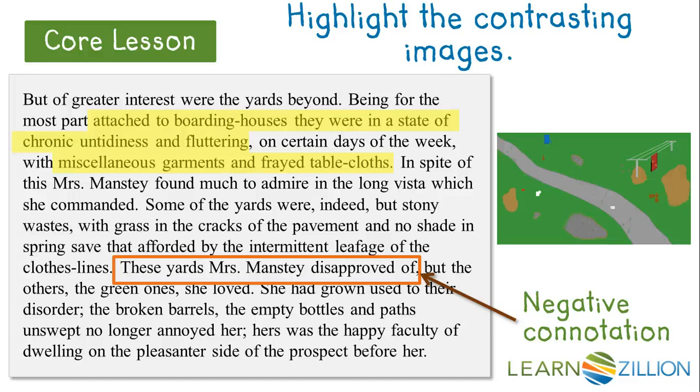In spite of this, Mrs. Manstey found much to admire in the long vista which she commanded. Some of the yards were indeed but stony wastes, with grass in the cracks of the pavements and no shade in the spring save the afforded by the intermittent leafage of the clotheslines. This says that some of the yards were all rocks and concrete that was not maintained properly, thus allowing the grass to grow in between the cracks. And then it says that there was no shade. This implies that there are no trees, and we know how much Mrs. Manstey loves looking at the magnolia tree in the yard.